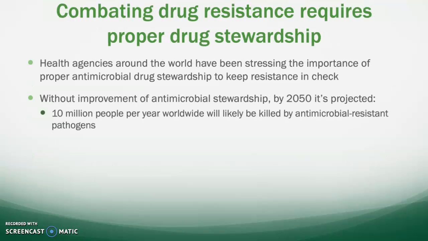So how can we fight this? One of the things that we can do is stress the importance of using antimicrobials only when they are needed, because without improvement of this, by 2050, it's projected that up to 10 million people per year worldwide will be killed by an antimicrobial-resistant pathogen, meaning that we have no way to treat them.